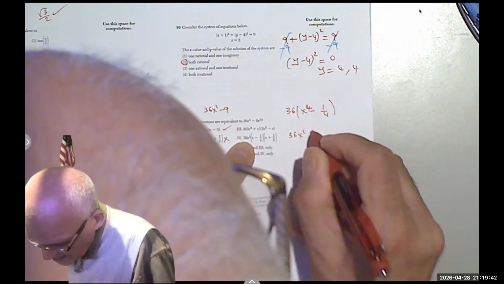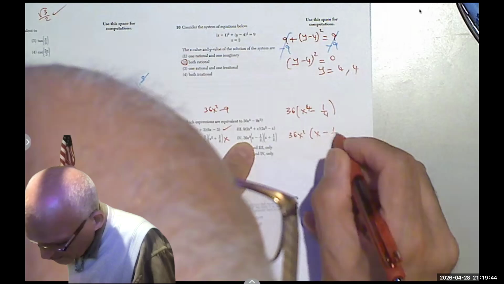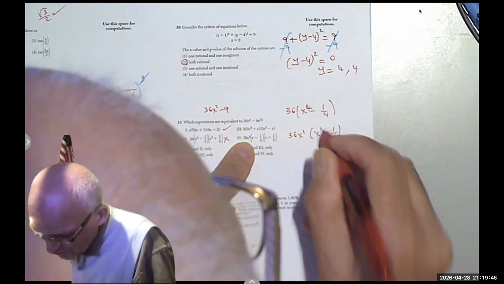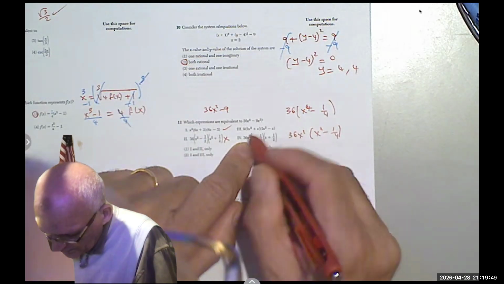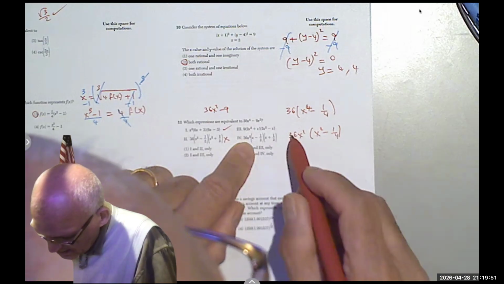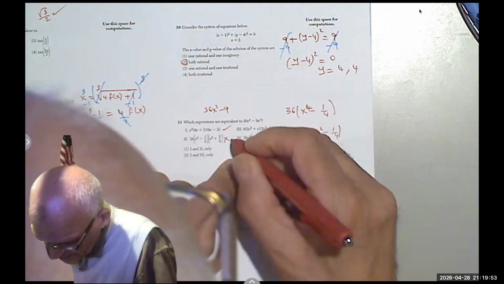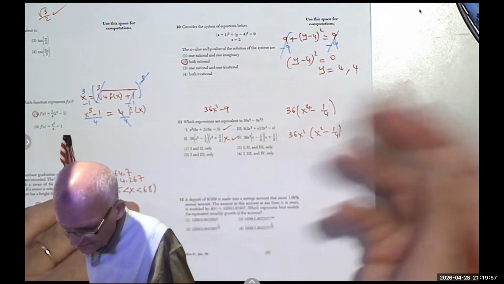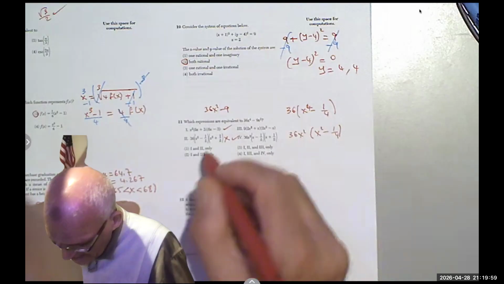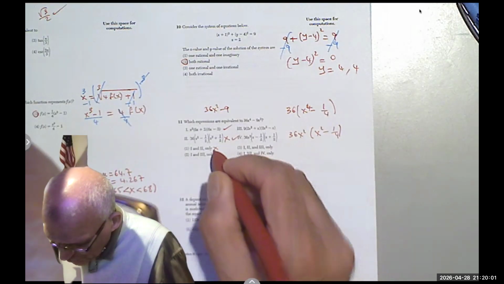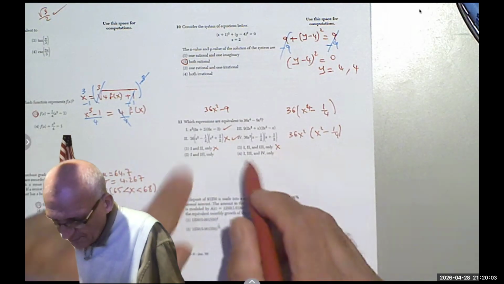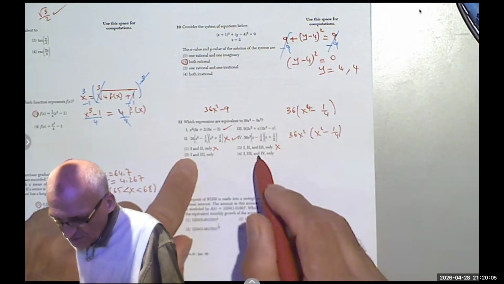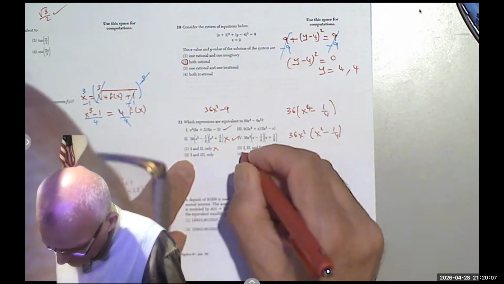36x squared, and this is x squared minus a quarter. 36x to the 4 is that, minus 9x squared, so that works. So 1, 3, and 4. 3 is definitely there because I excluded this one because there is no 2. I excluded that one, and both of these have 1 and 3. So if 4 is there, it must be 4.